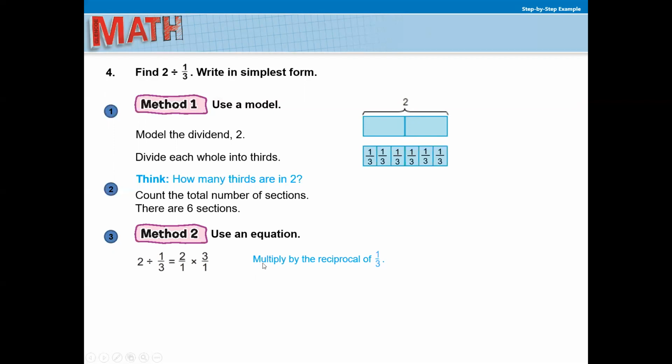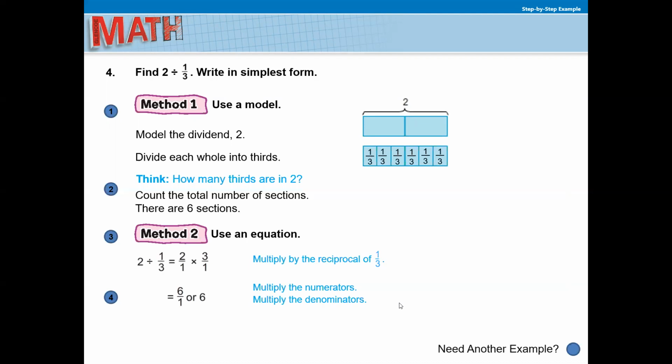Notice we're not dividing the fraction. Now we're multiplying. The answer: 2 times 3 is 6, 1 times 1 is 1, 6/1 simplifies to 6. So you don't divide fractions at all. You multiply by the reciprocal.